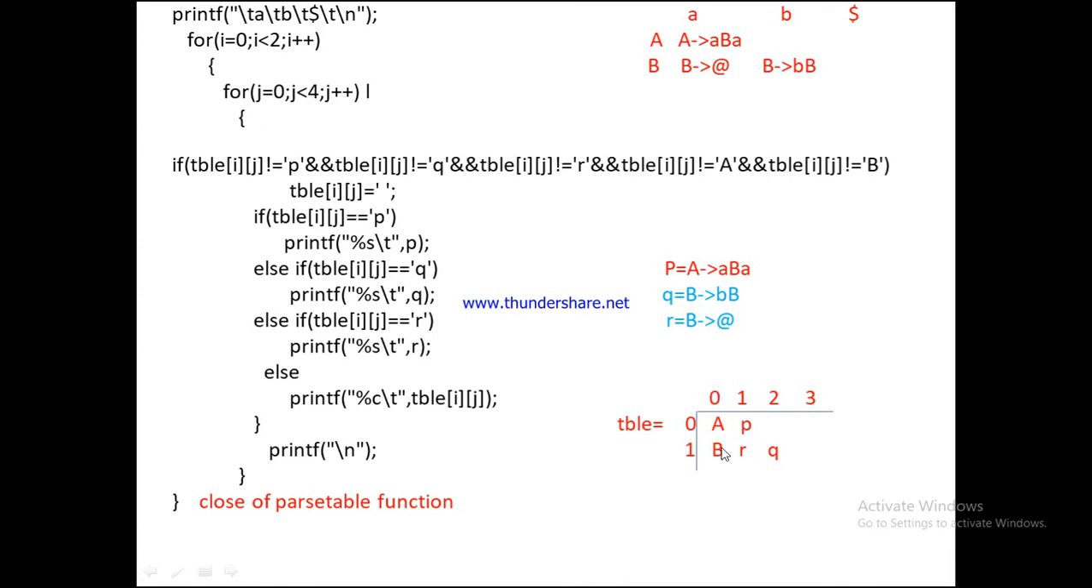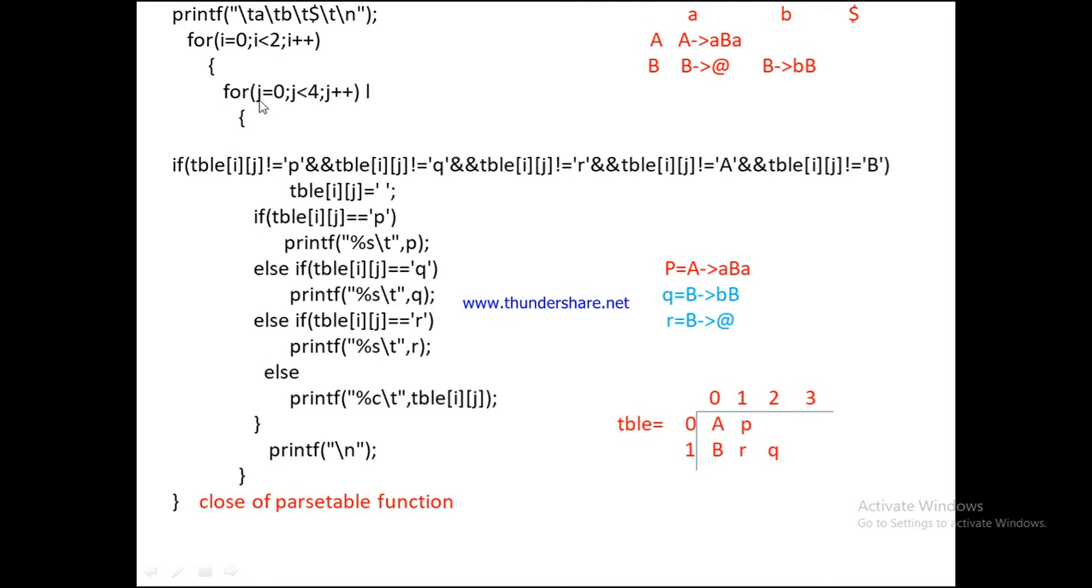What is your 1 0? It is B. Means this is not equal to P. Yes, this will make this statement false. Once it is false, I will come here and check whether it is equal to P. No. Whether it is equal to this. No. Means else: you print whatever is there in the 1 0. What is there in the 1 0? B. So this B I am printing now. First line is over.